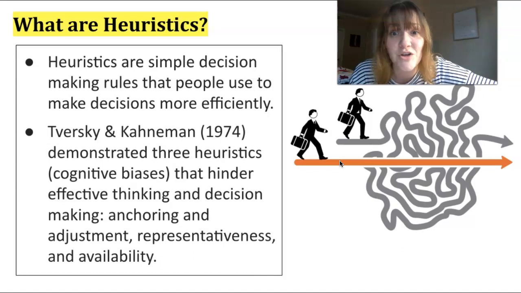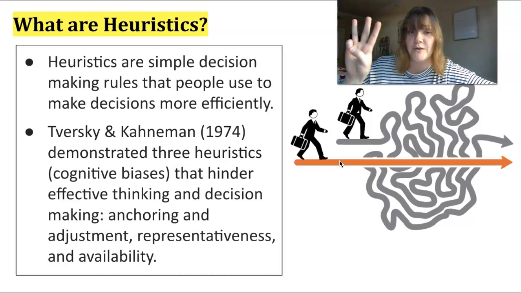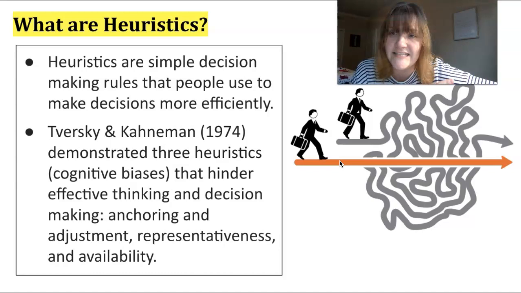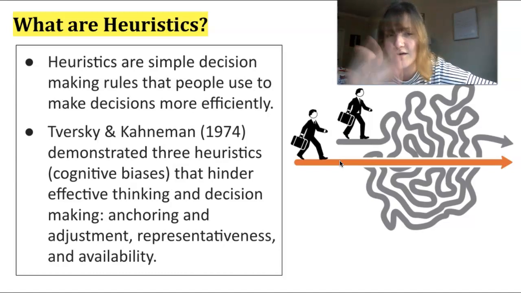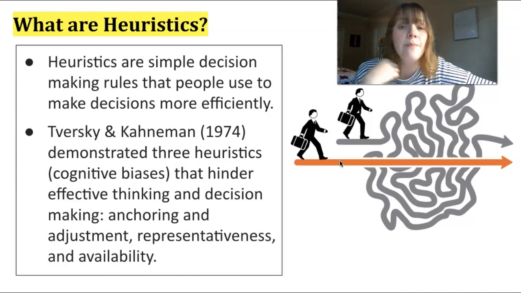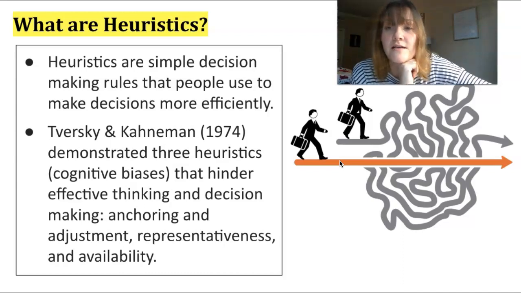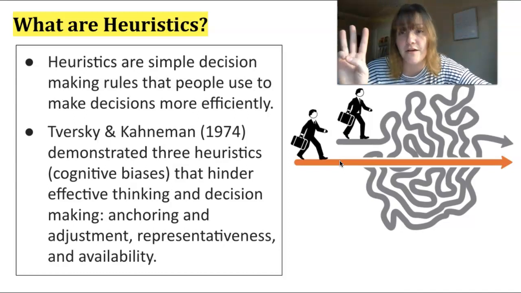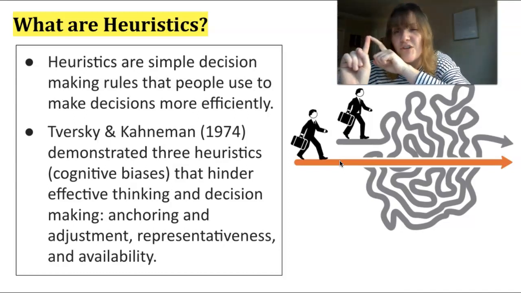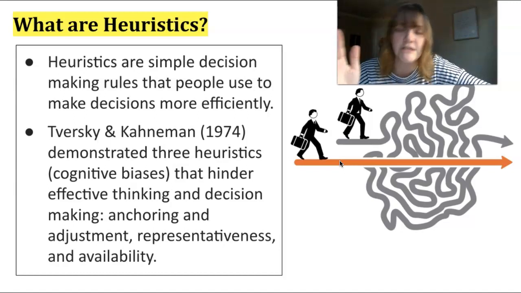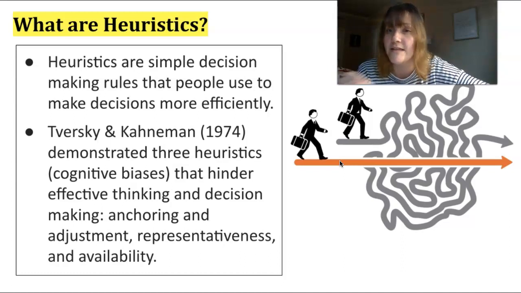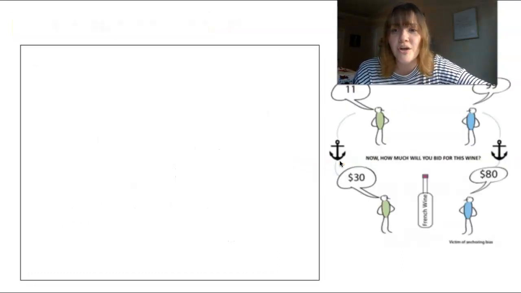And I am going to try these names. I think it's Tversky and Kahneman in the 1970s. They basically demonstrated 3 heuristics or cognitive biases. So if you just replace the word heuristic with a cognitive bias, that's fine. And they found 3 different heuristics that hinder effective thinking and decision making. And these are the 3 that they found: anchoring and adjustment, which counts as just one, representativeness, and availability. This is 3 of many, as you're going to see, but those are the 3 that we're mainly going to delve into today. So let's jump in.